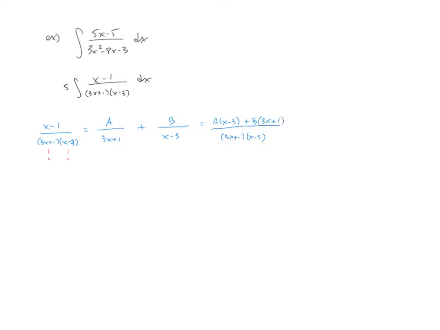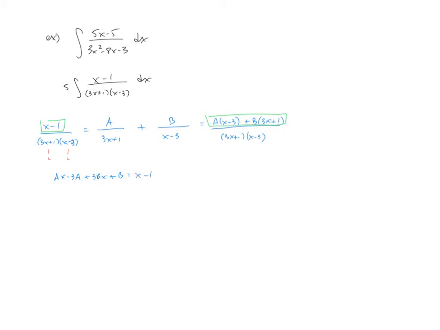And so now we're going to set this equal to this. That's the next step in this process that wasn't really talked much about in the previous video. But now we'll take those two boxed in things and set them equal to one another. So I'm going to have this Ax minus 3A plus 3Bx plus B set equal to x minus 1.